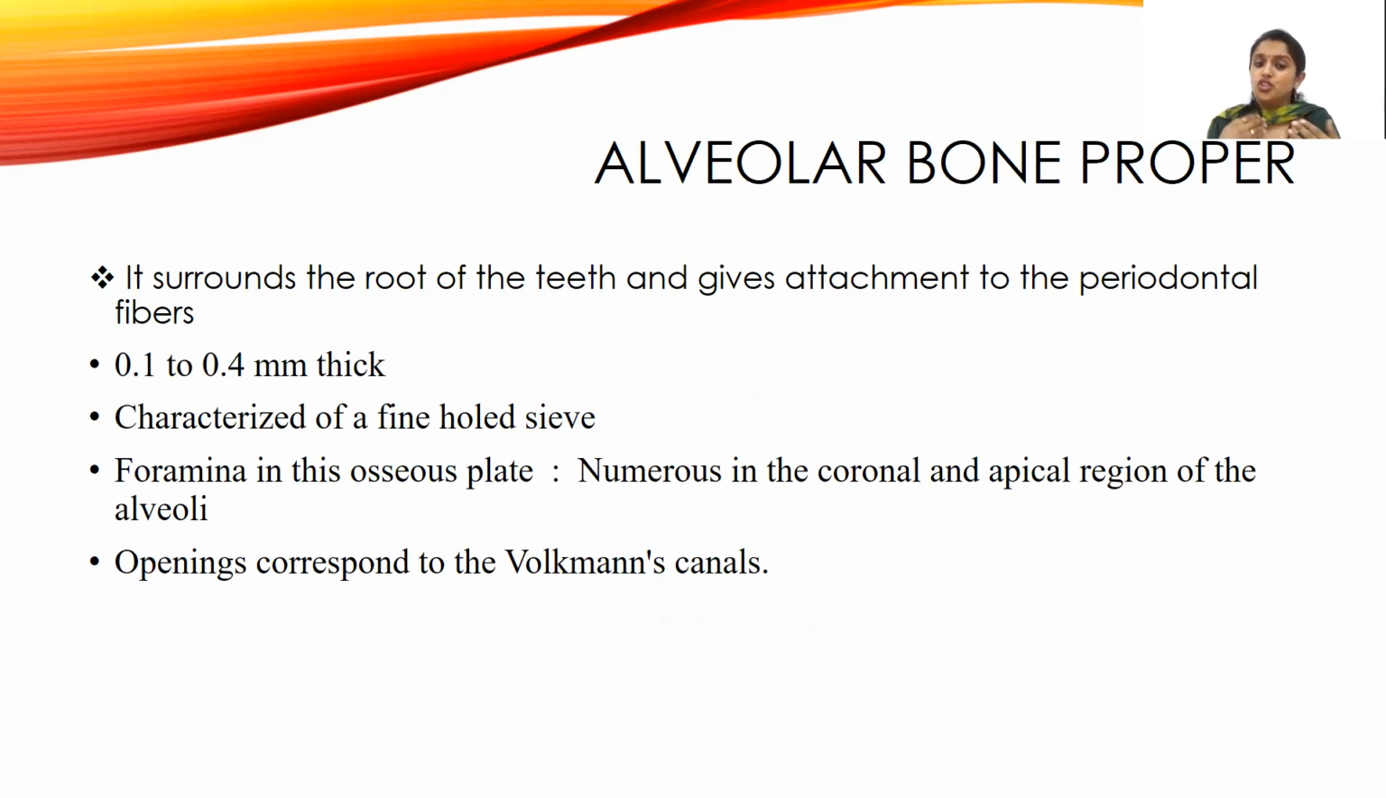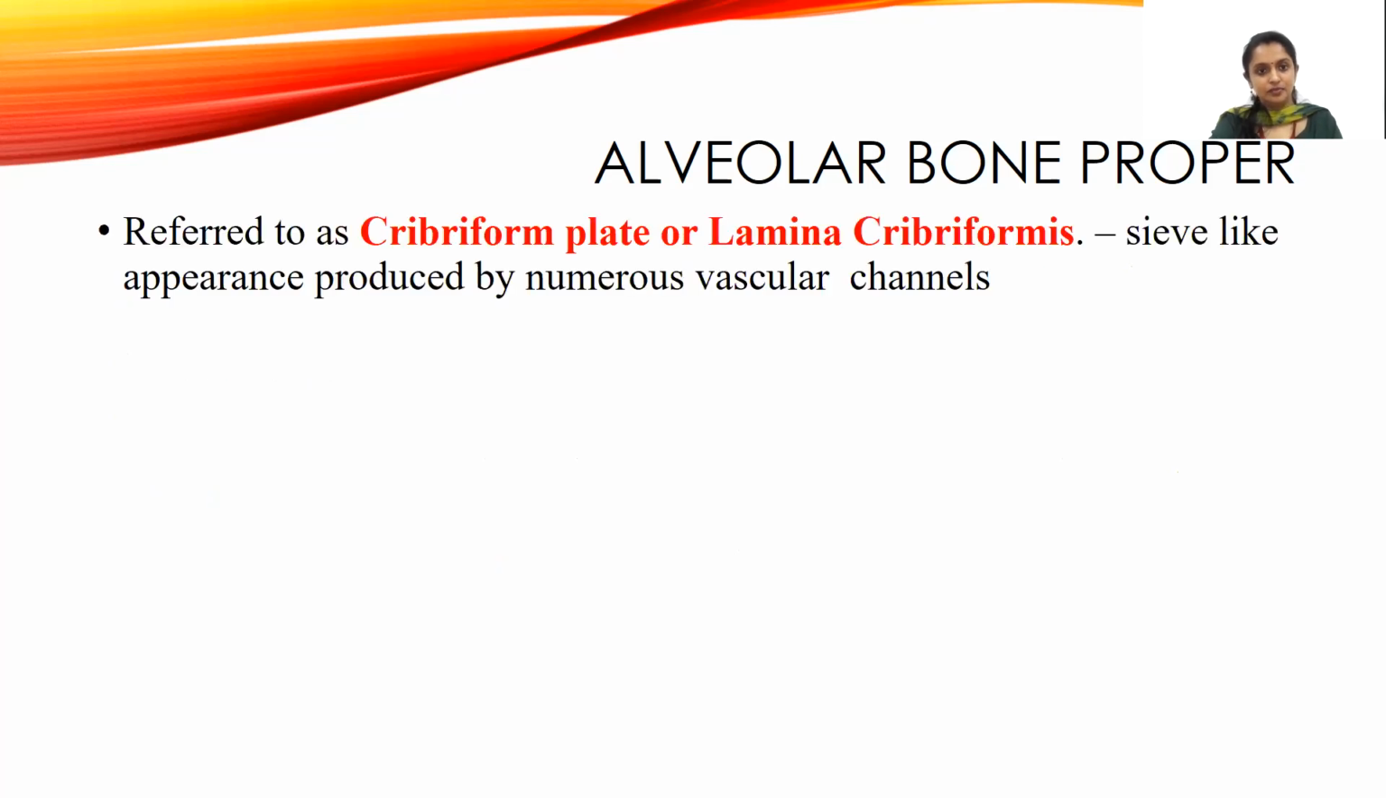And you find that there are numerous sieve-like canals in this alveolar bone, which are found more in the coronal and the apical region of the alveoli, and the openings correspond to Volkmann's canals. Hence it is called a cribriform plate. Anatomically, alveolar bone can also be termed cribriform plate or lamina cribriformis. Why is this? Because of the appearance produced by numerous vascular channels.